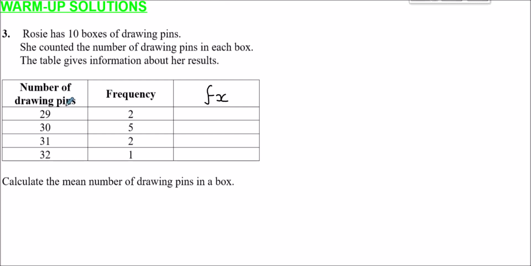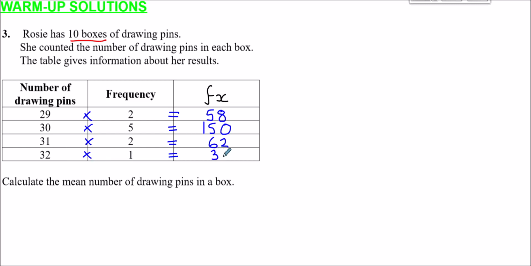Two boxes had 29 drawing pins in them. So the total drawing pins in these two boxes would be 2 lots of 29, and use your calculator here, would be 58. Five boxes had 30 pins. So 5 times 30, that's 150 pins. Two boxes had 31, so 31 times 2 is 62 pins. And 32 times 1 is obviously going to be 32.